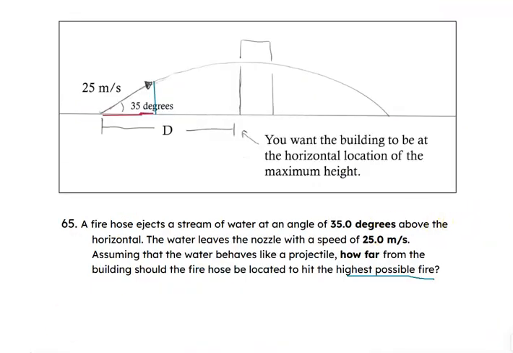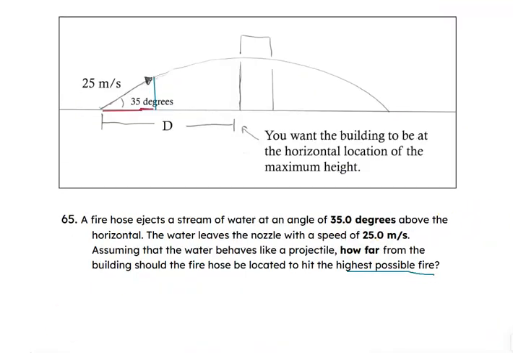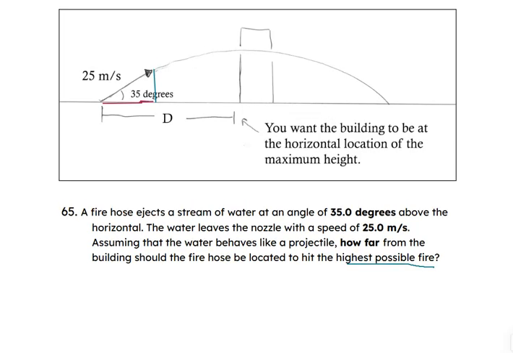Okay, this is another good question because it's a little bit more abstract. It makes you think a little bit harder. So we have a fire hose ejecting water at a speed of 25 meters per second. Assuming the water behaves like a projectile, so they're just saying there's no air resistance, we can use all of our physics Sudoku equations on it. What is this distance so that we can hit the highest possible fire? So that's a little bit tricky.